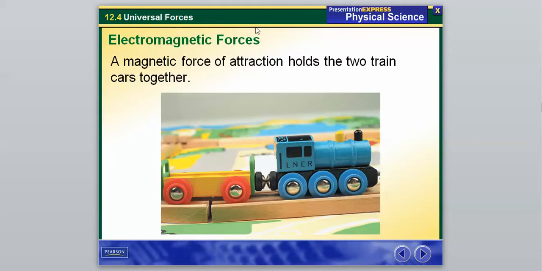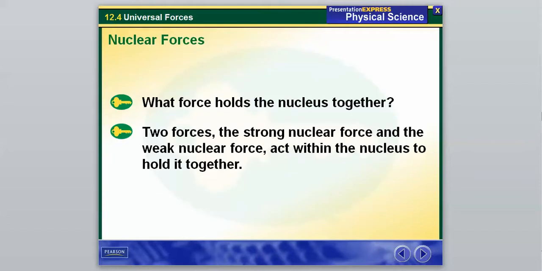And then a magnetic force of attraction holds the two train cars together. These two train cars have opposite magnetic poles, and that is the reason why they are being held together and not repelling one another. And if you've ever tried to push two magnets together that are of the same pole, you're going to feel that they repel one another. They will not stick together. You can actually feel the repulsion occurring there. So that's our electromagnetic force.